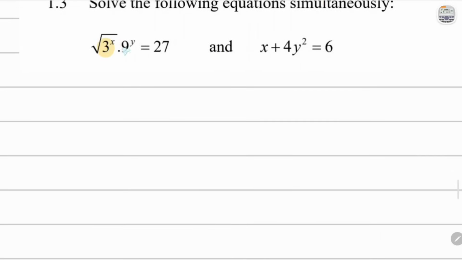because they're using interesting bases here. They're using 3, they use 9, they use 27. What do they all have in common? All these numbers can be expressed as a base of 3. So that's what we're going to do.